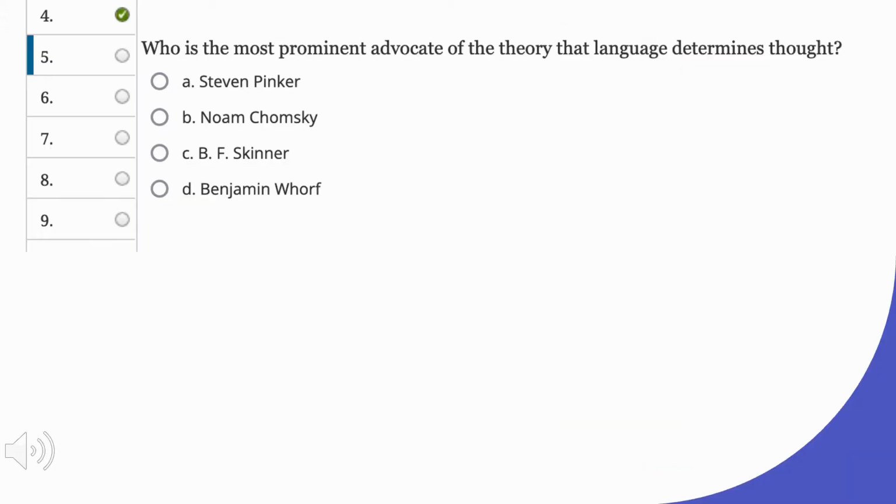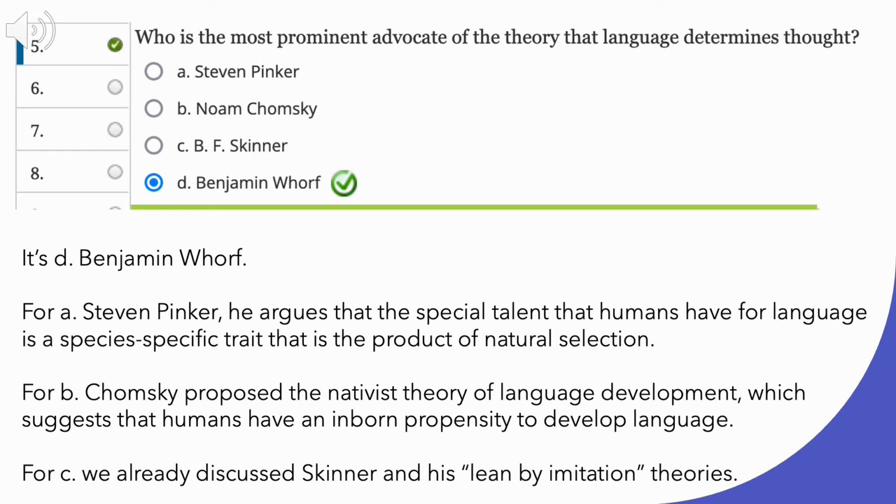Question 5. Who is the most prominent advocate of the theory that language determines thought? A. Steven Pinker. B. Noam Chomsky. C. B. F. Skinner. D. Benjamin Whorf. It's D. Benjamin Whorf.